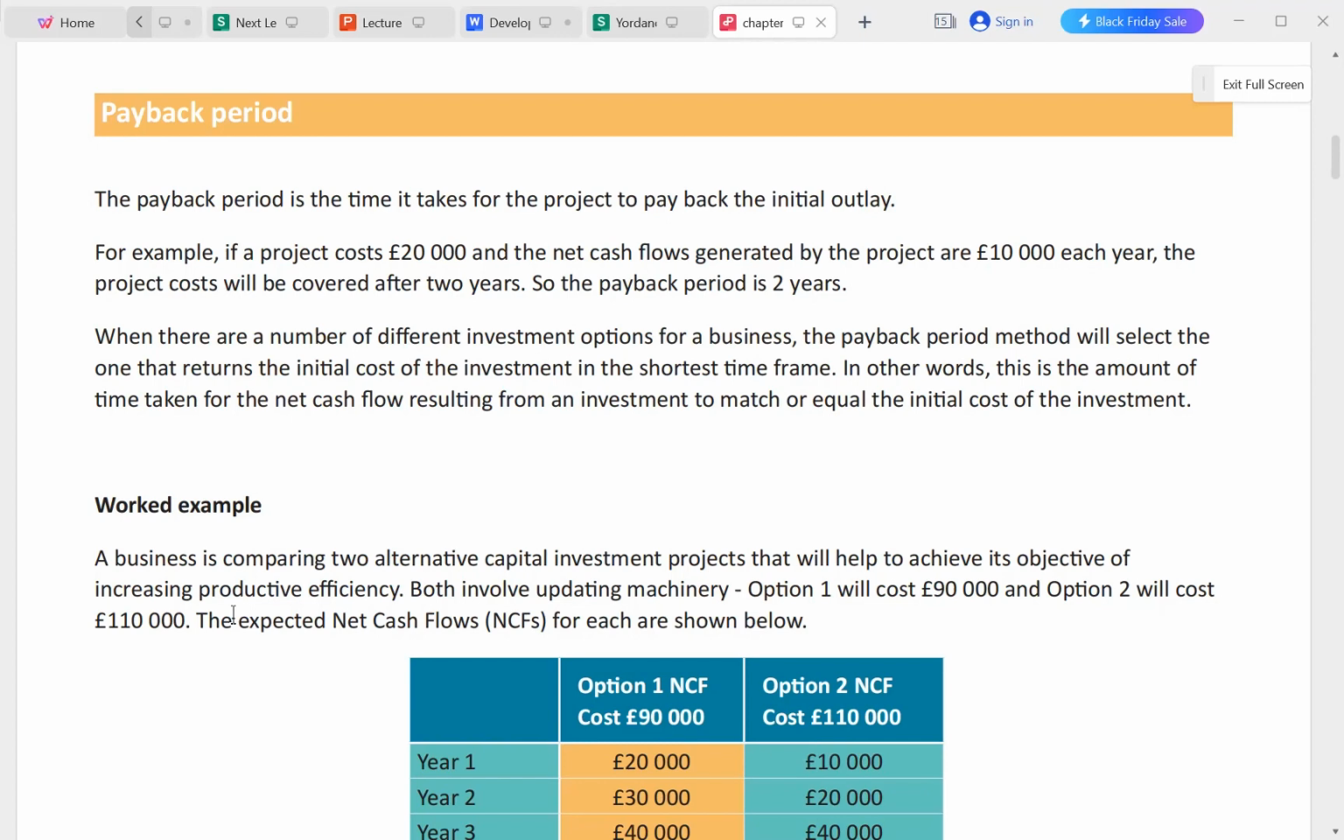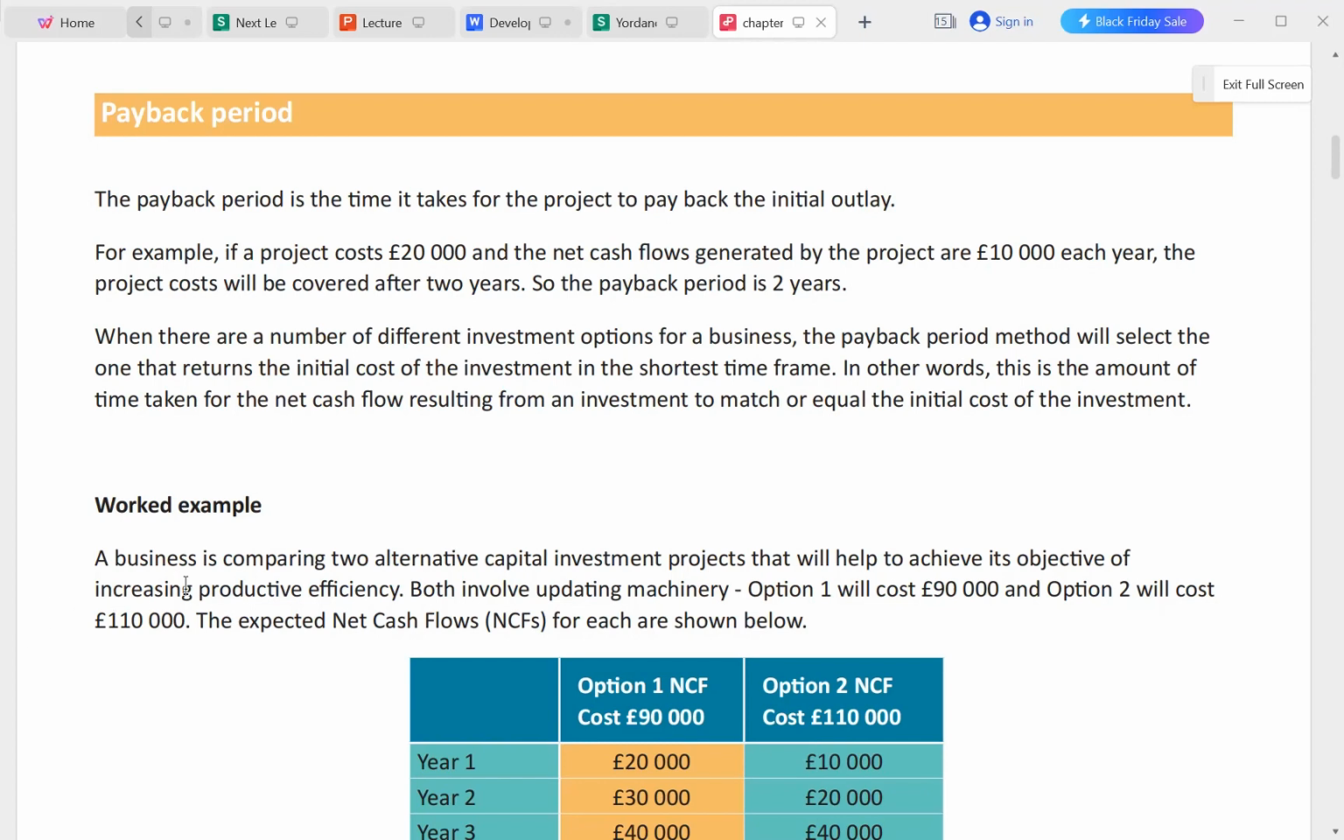For instance, if you are a person who wants to invest in something and you want the return in a short time period, you can use the payback period method and calculate your investment: how long it takes you to get back what you invested.